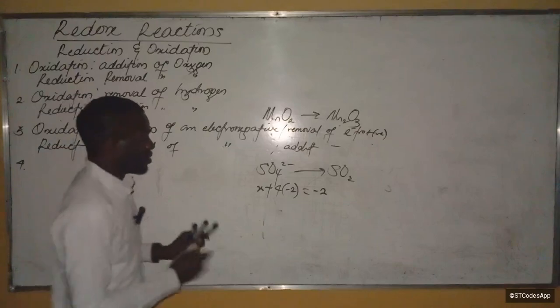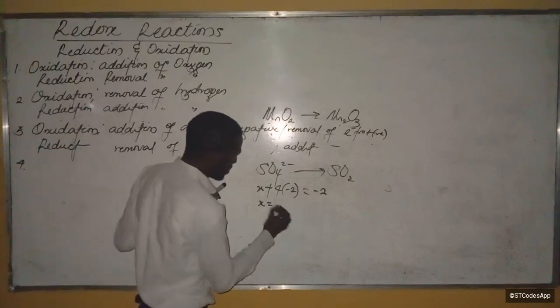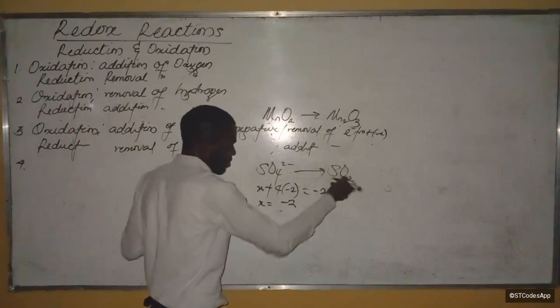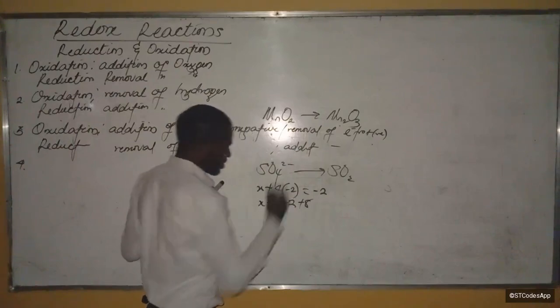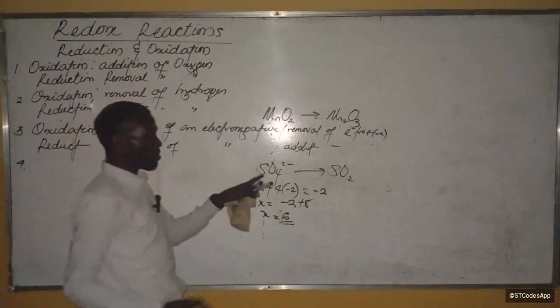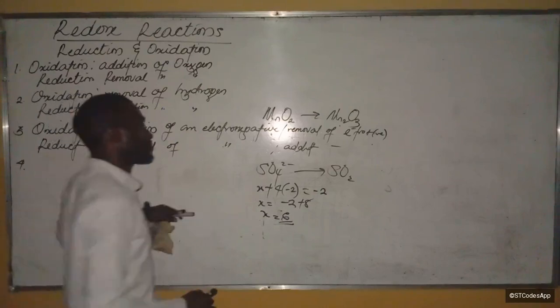Okay. So this is minus 2. Then we have x is equal to minus 2 on this side. Here we'll get minus 8. Minus 8 crosses over to that side to give us plus 8. Exactly. So we have x equals 8 minus 2, which is 6. So the oxidation number of sulfur in this place is 6.